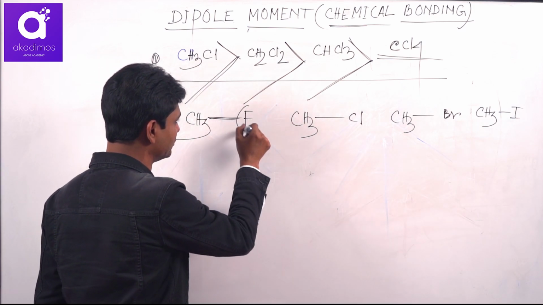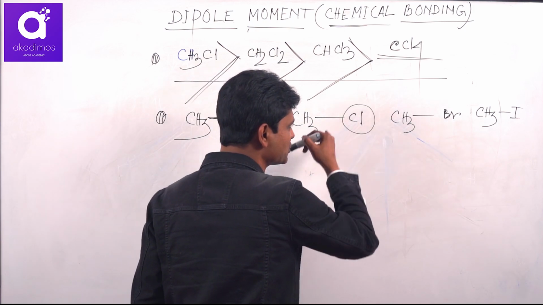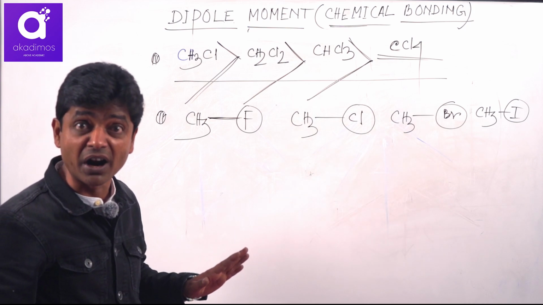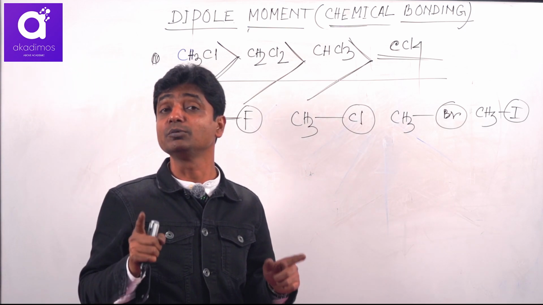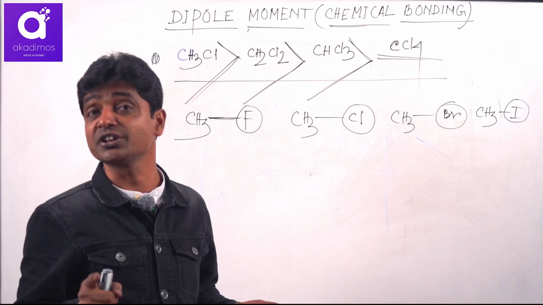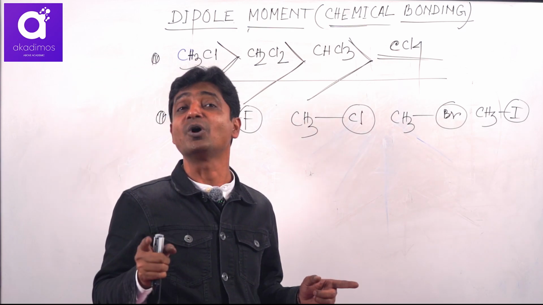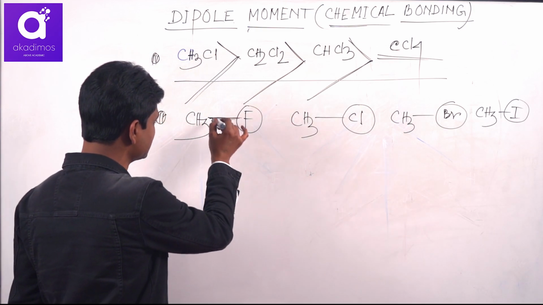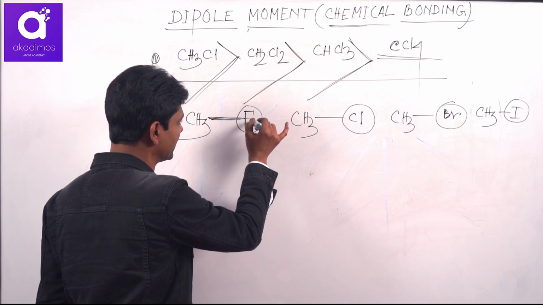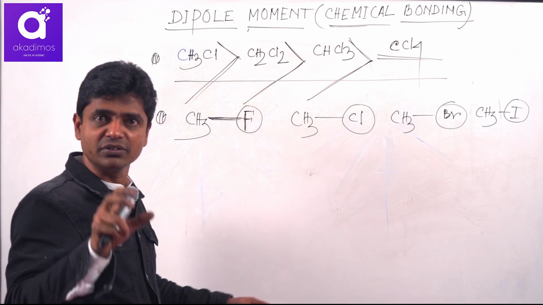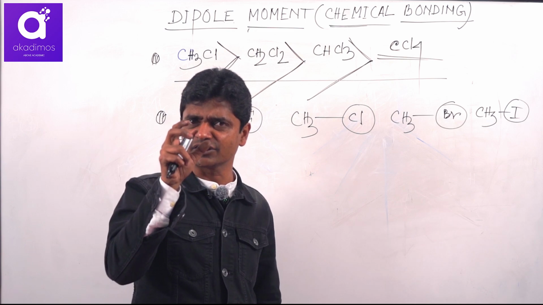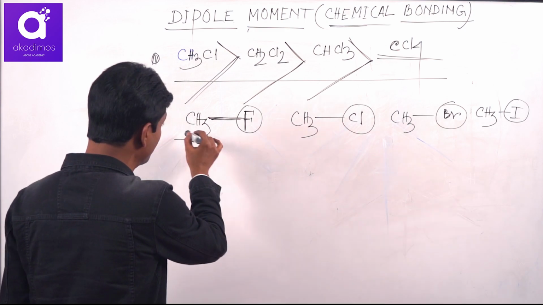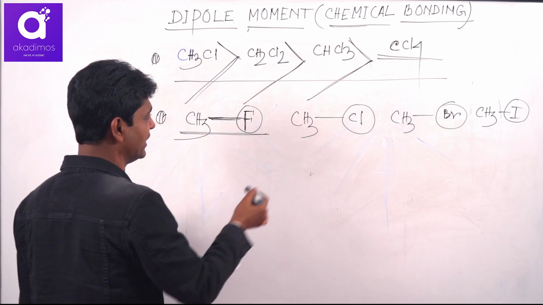Maximum charge separation you will get in fluorine, then the separation of charge decreases due to decrease of electronegativity of the halogen. But you know dipole moment not only depends on charge separation, it depends on bond length also. Many times I told you in different classes that the C-F bond is abnormally small in length, due to fluorine being highly electronegative and small in size. You know dipole moment is the charge separation into bond length. Due to bond length you will get an exception.